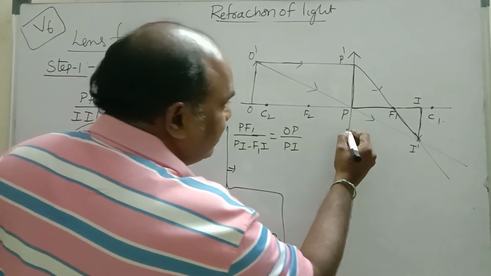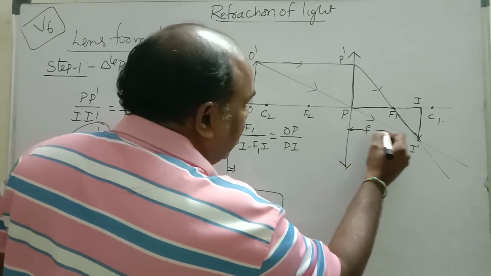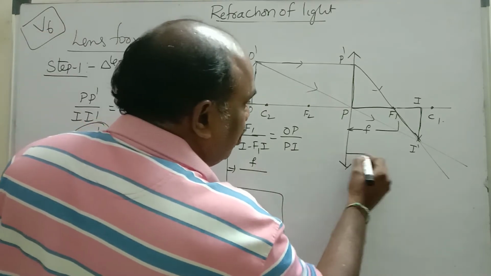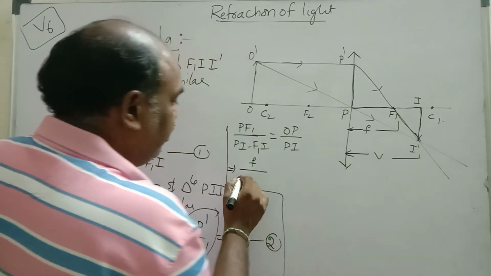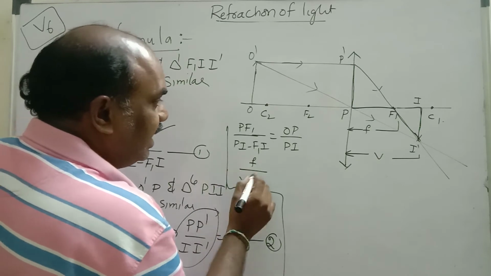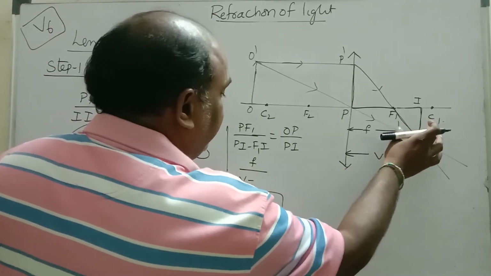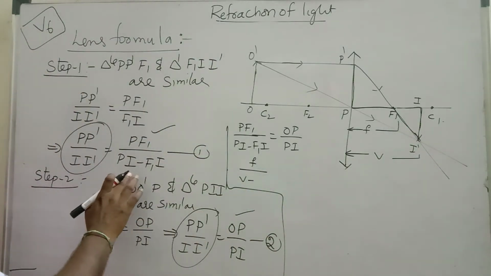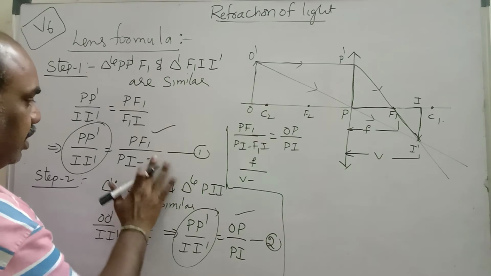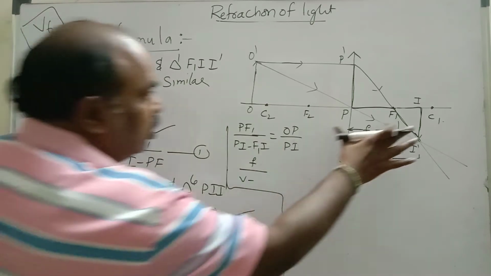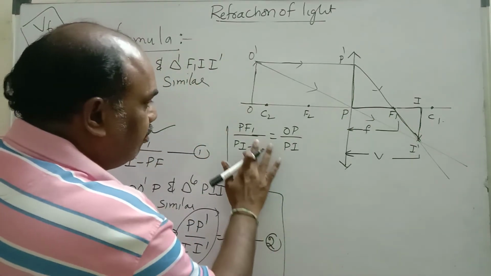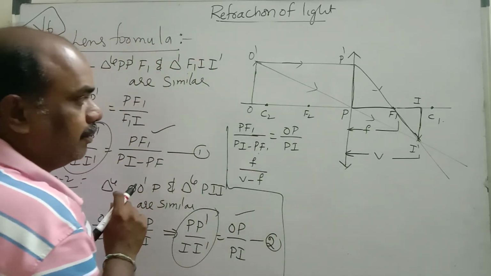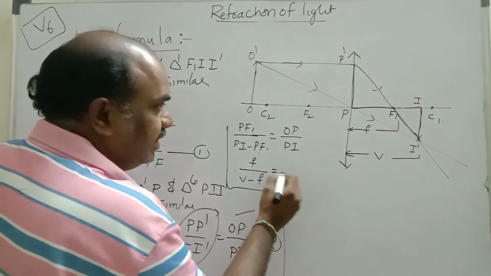Pole to focus 1. What is this? This is nothing but focal length F. F by Pi. Pole to image is nothing but image distance V minus F1I. What is F1I? Sorry, Pi minus Pf1. Total distance minus distance Pf1. What is Pf1? Tell me. Pf1 is nothing but focal length. Again focal length. Pf by Pi minus Pf is equal to OP.